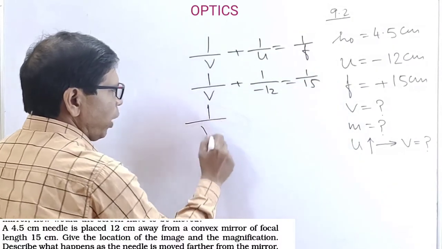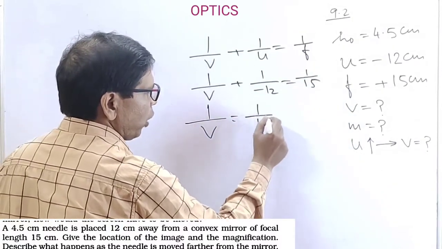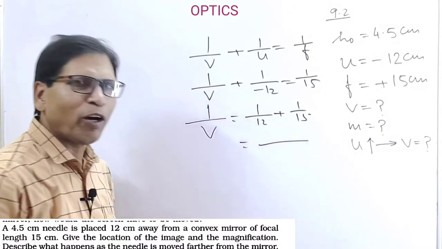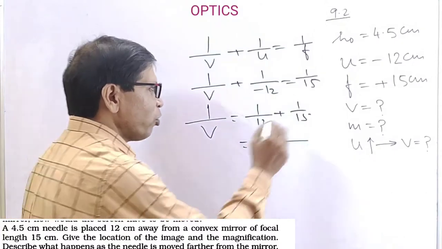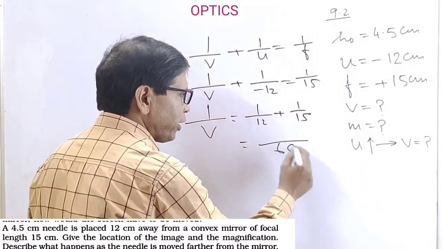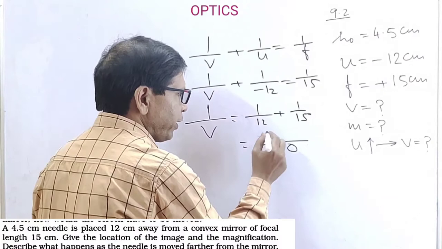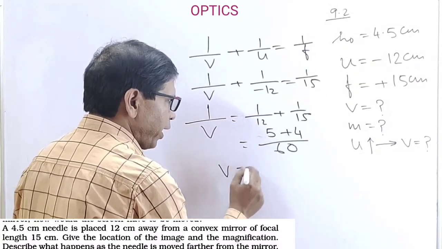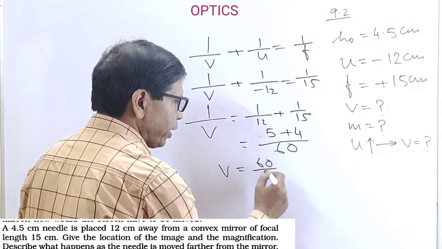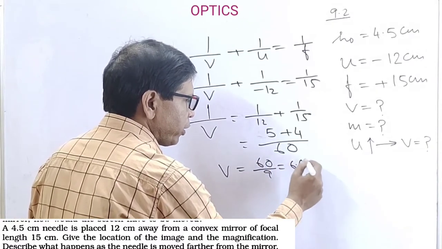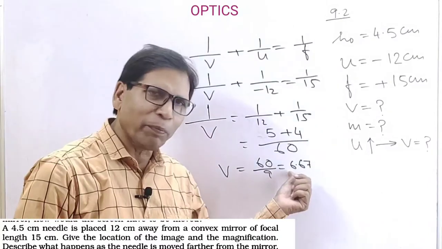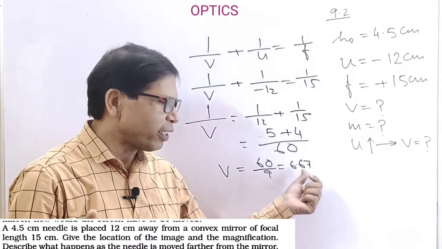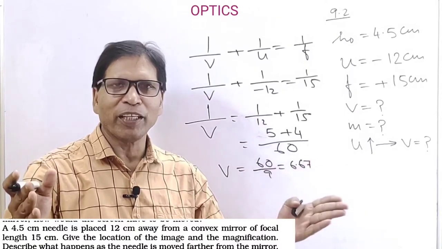So look at this, 1 by v equal to 1 by 12 plus 1 by 15. Now what is the LCM of 15 and 20? The LCM of 15 and 20 is 60. So this is 5 plus 4. So v equal to 60 by 9, that is 6.67. So the image will be virtual and placed 6.6 centimeter behind the mirror.